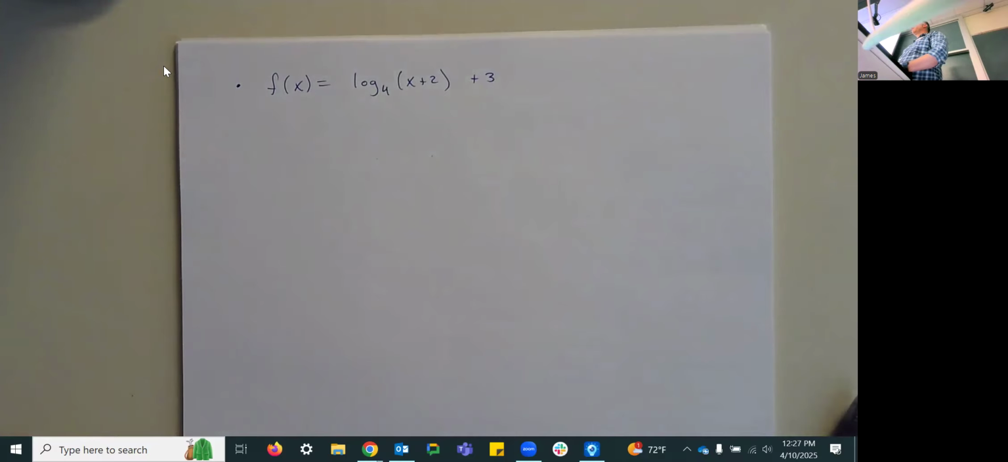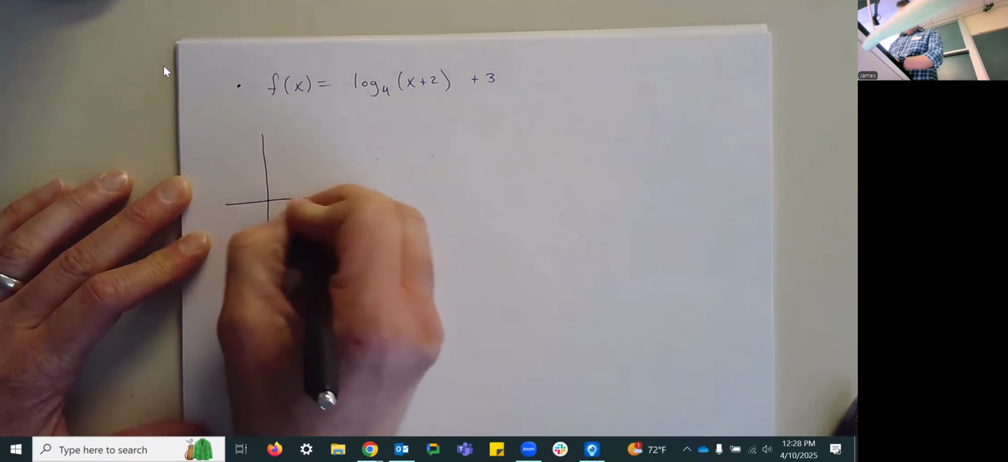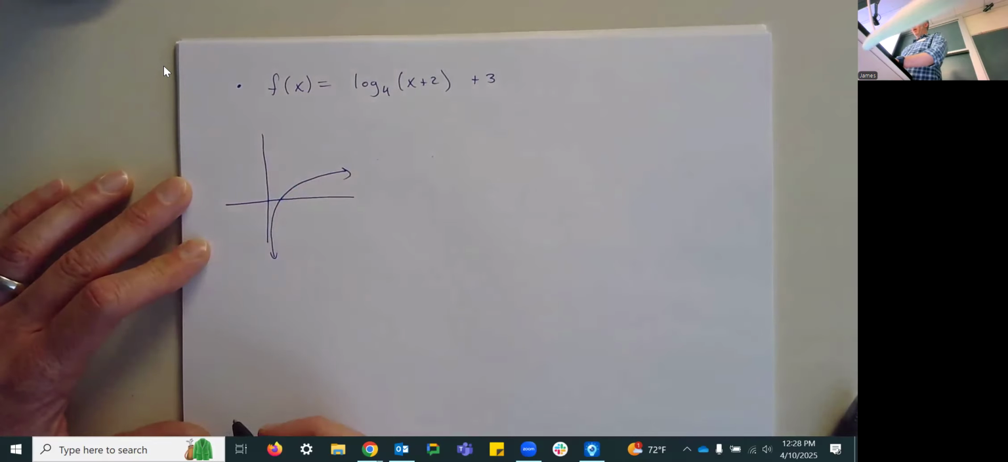So a few things to consider here. I'm taking my original log graph and I'm doing essentially two transformations. I'm shifting it left by 2 and up by 3. So here's what I'm thinking about happening. My original logarithm graph, which has this general shape, I'm going to shift it left 2.